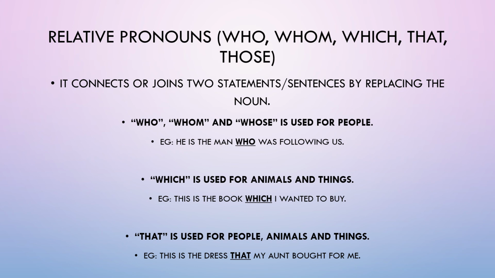Like, he is the man, full stop, he was following us. Instead of saying that, we can just say, he is the man who was following us. This is the book, full stop, I wanted to buy it. Instead, this is the book which I wanted to buy. This is the dress, full stop, my aunt bought it for me. This is the dress that my aunt bought for me. So in this way, we can join two sentences or two statements together by replacing the noun with the relative pronoun. That brings us to the end of pronouns.